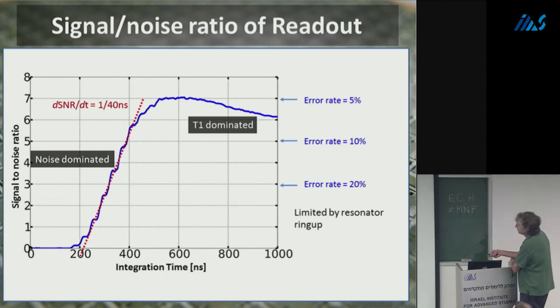You just do an integration time and look at the signal-to-noise ratios as these two Gaussian peaks spread apart as you integrate longer and longer. And you see that at about 500 nanoseconds, 300 from here, maybe get error rate 5%.